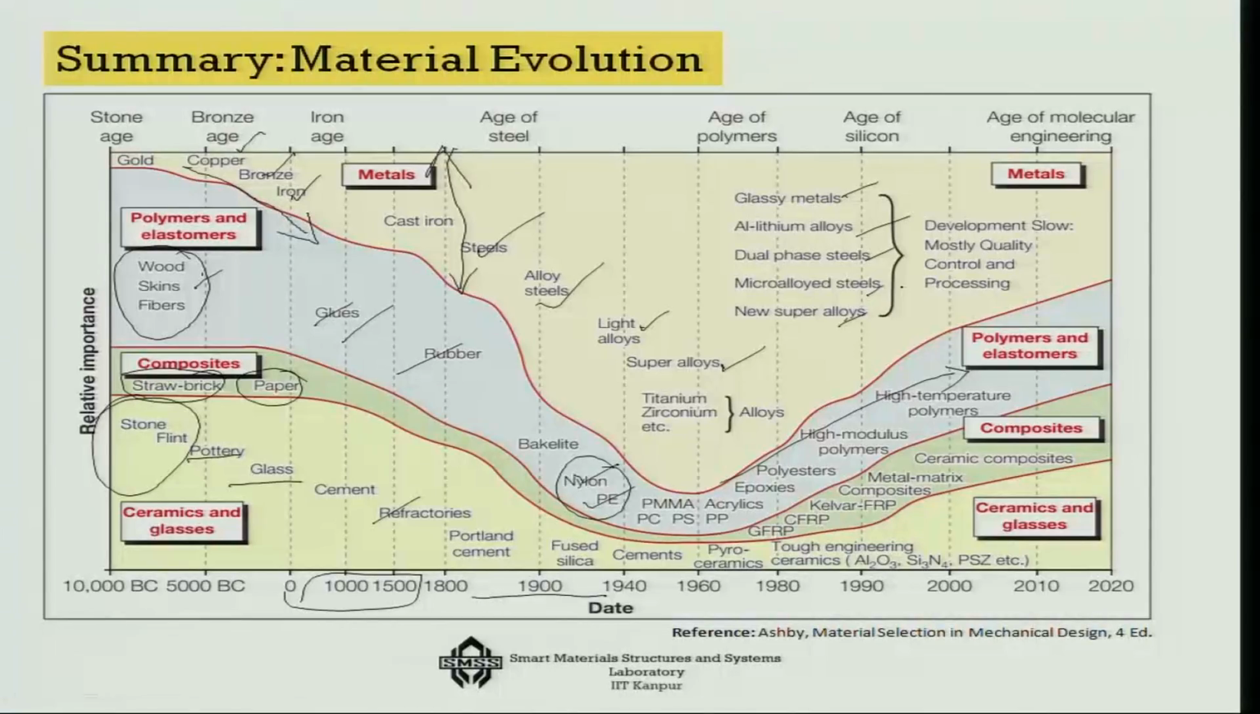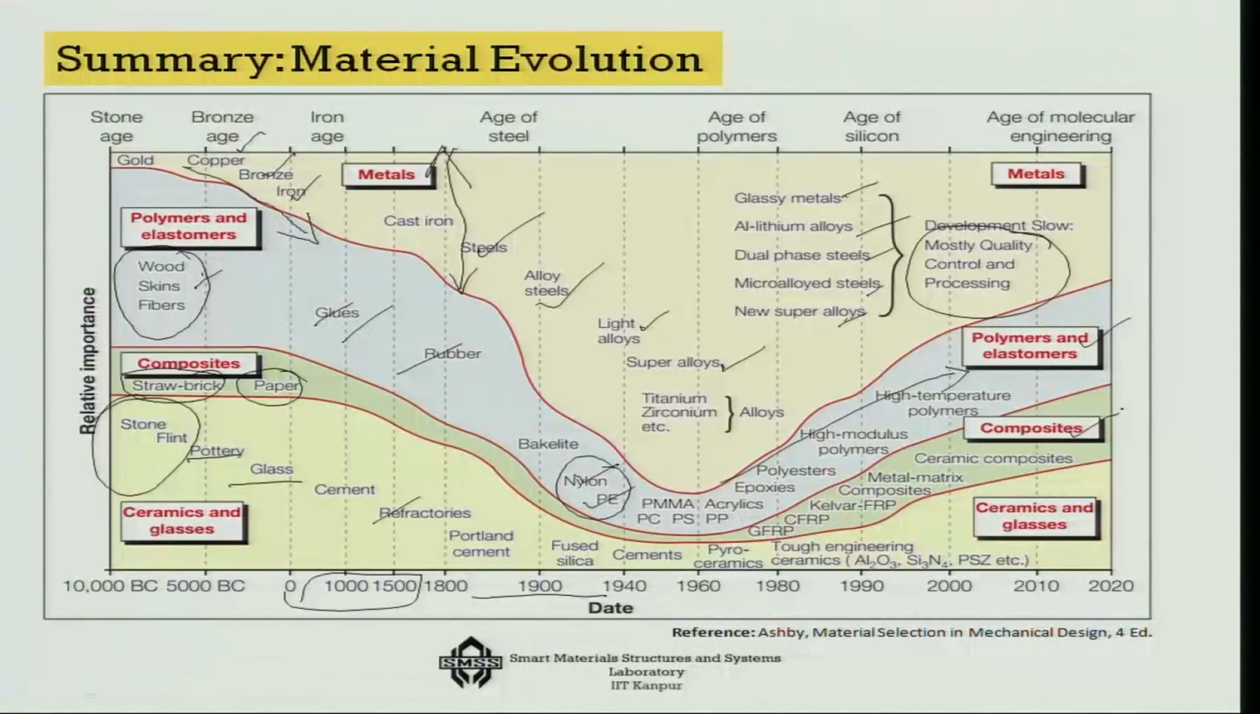Here the development has slowed down, but mostly there is a quality that is actually increasing, not a rapid increase in terms of quantity. If you talk in terms of quantity, then you would see that metal is shrinking now. Post 1960, the use of metal is shrinking. What is expanding? Polymers and elastomers are expanding. We now have very high quality polymers coming up, and composites are expanding.